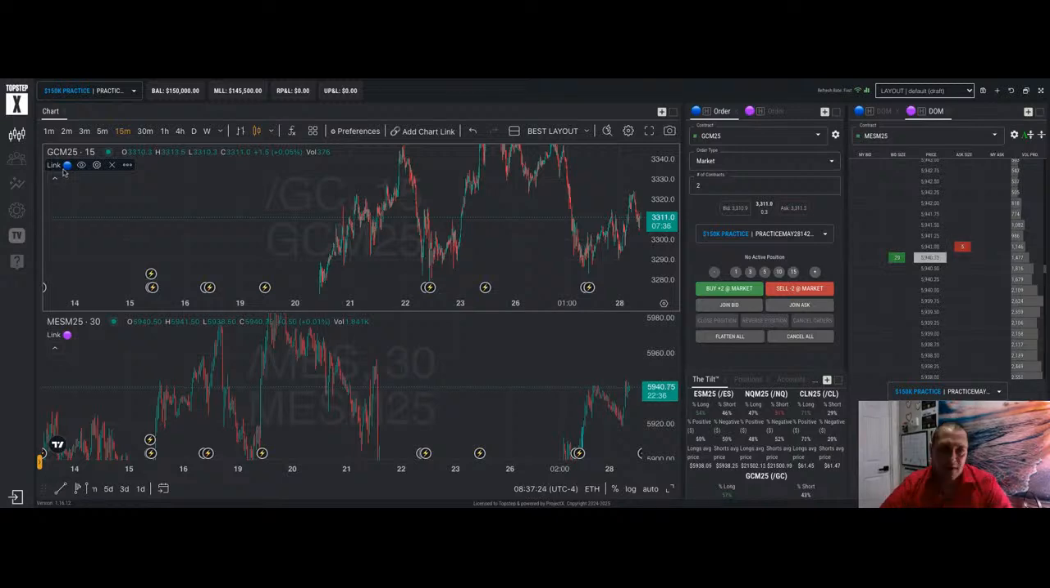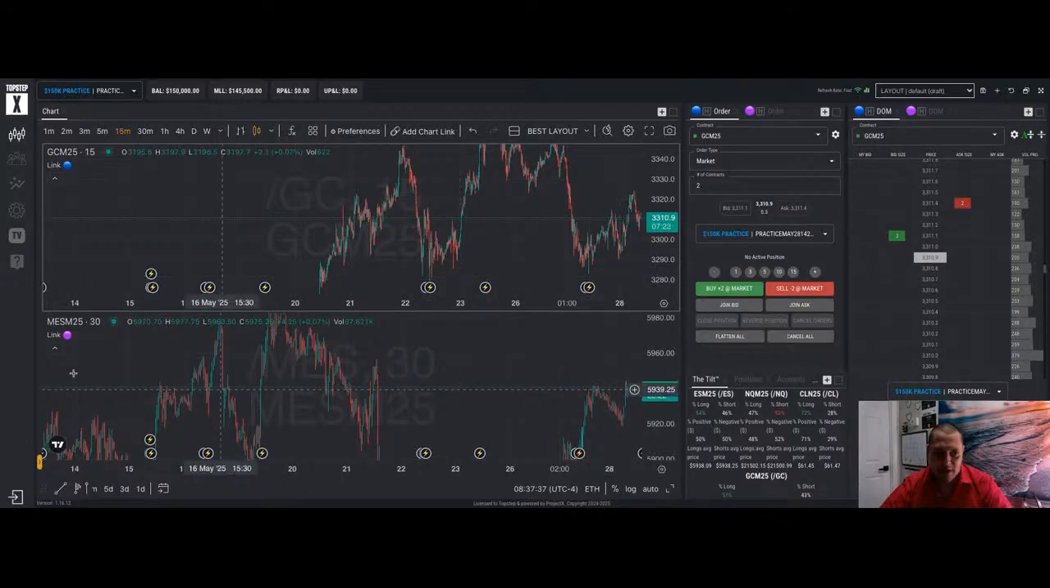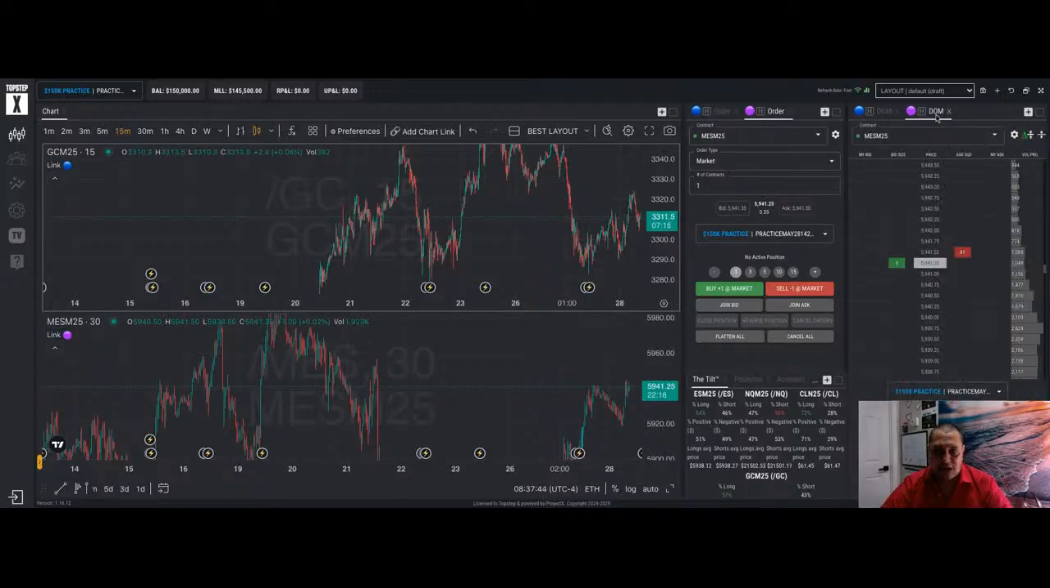So I have blue as my indicator for the upper half: blue on my order chart so I can place my orders, and then blue on my DOM. On the lower half, I have it linked in purple so that I can take orders, and I can look at the DOM there as well.